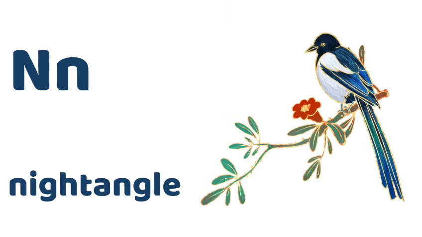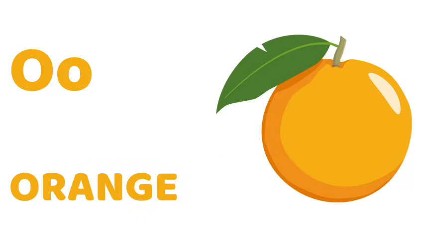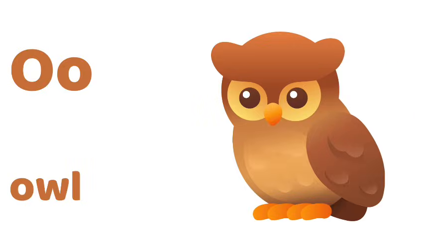N is for net. Net. N is for nightingale. Nightingale. O is for orange. Orange. O is for owl. Owl.